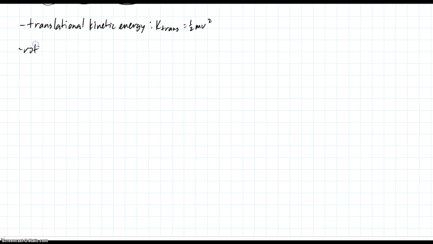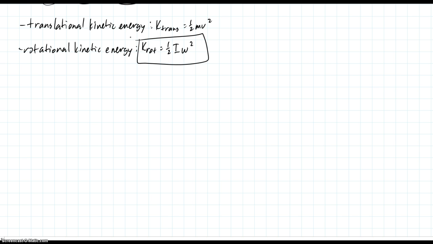That means that to find an expression for rotational kinetic energy, we would just substitute in the angular versions of m and v, and so we replace the mass with the moment of inertia I, and we replace the speed with the angular speed omega, and so we get the rotational kinetic energy equals 1/2 I omega squared.